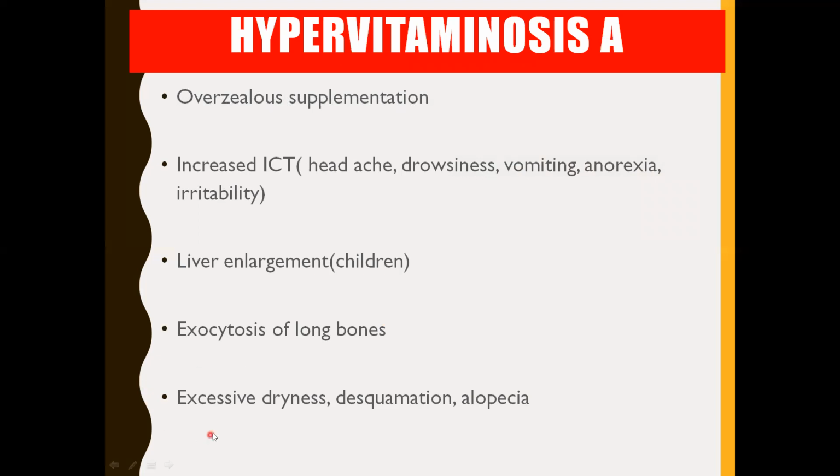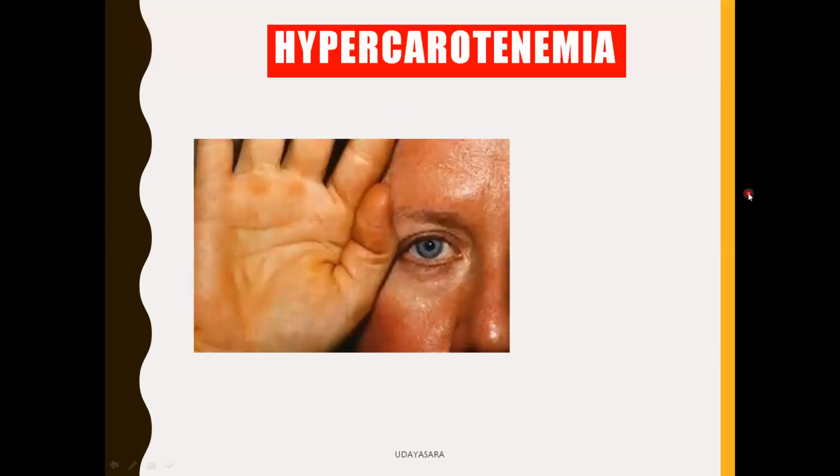Also, the patient suffers from excessive dryness, desquamation, and alopecia. There is one more condition due to increased intake of beta carotene called hypercarotenemia, in which the patient's skin is stained with an orange color, right? So this has to be differentiated from jaundice.